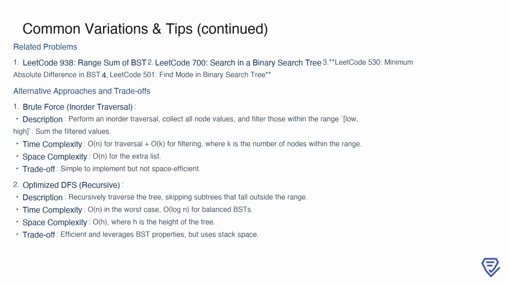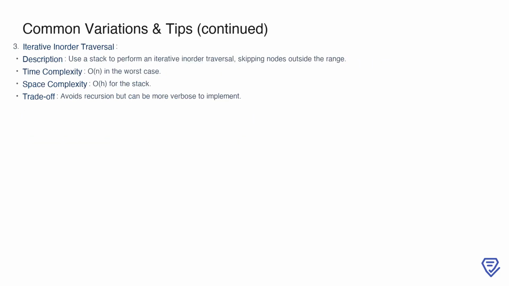Another approach you can use is an optimized depth-first search, or DFS, implemented recursively. With this method, you traverse the tree while skipping unnecessary subtrees that fall outside the range, low, high. For example, if a node's value is less than low, you avoid traversing its left subtree entirely. This approach leverages the BST properties effectively, making it both time-efficient and elegant. The time complexity is O(n) in the worst case, where the tree is unbalanced, but for balanced BSTs, it's O(log n). The space complexity is O(h), where h is the height of the tree, due to the recursive call stack.